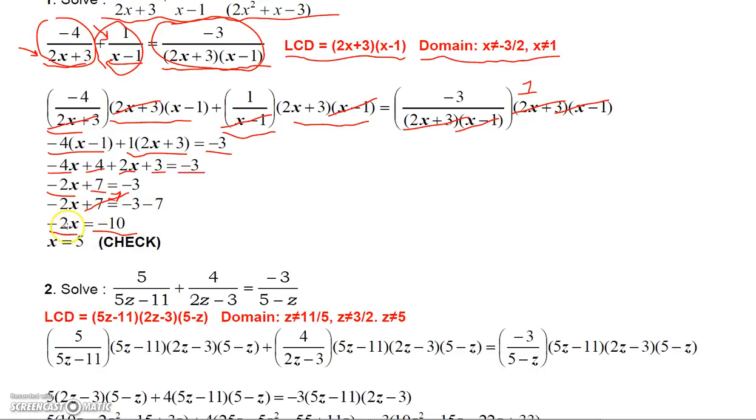And now you can probably do this in your head, because all you have to do is divide negative 2x by negative 2 to get x, and then take negative 10, divide it by negative 2, and you get a positive 5. So my answer is x equals 5.